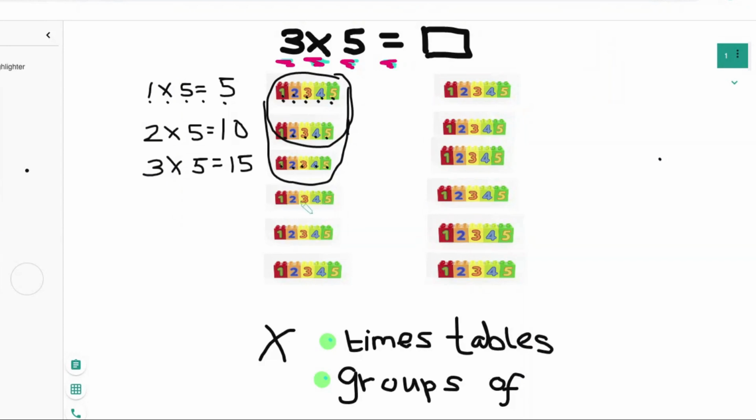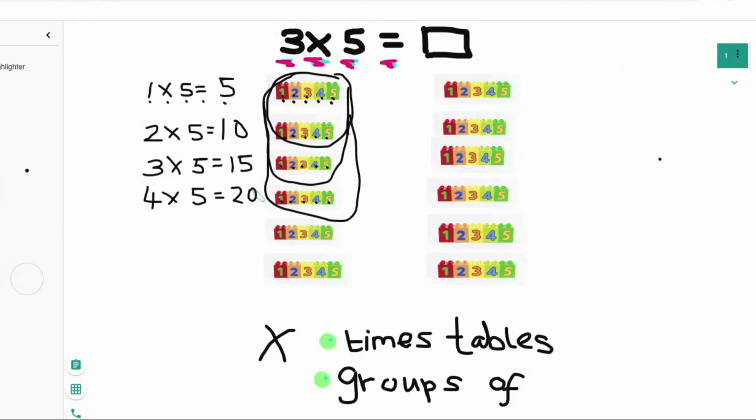Now we're going to think about our 4th group. So we're going to include all 4 groups, okay? So let's write this in a number sentence. 4 groups of 5, because each row has 5. So 4 groups of 5 is, should we count them? If we add on another 5, what do you think it would be? So from 15, if we add on another 5, 15, 16, 17, 18, 19, 20. So 4 groups of 5 is 20.